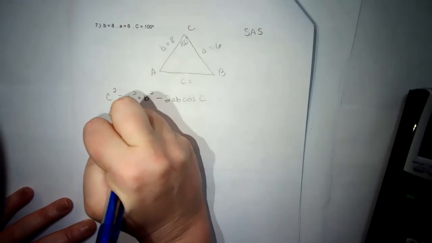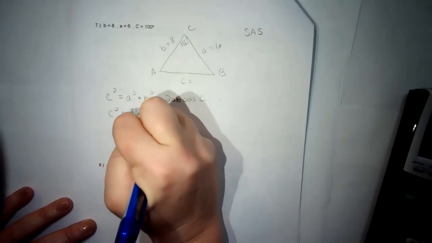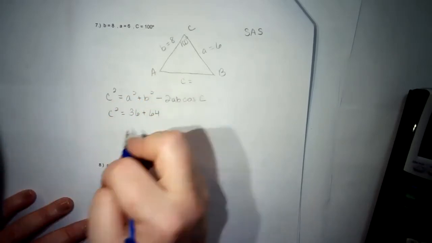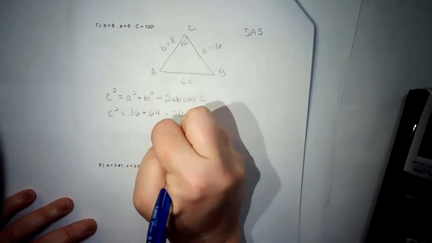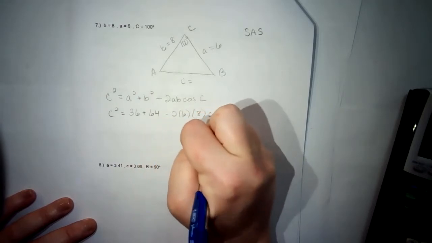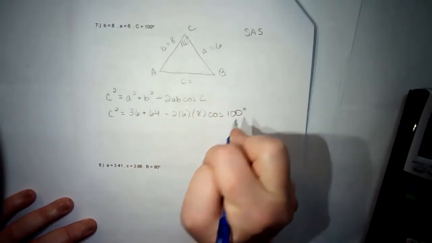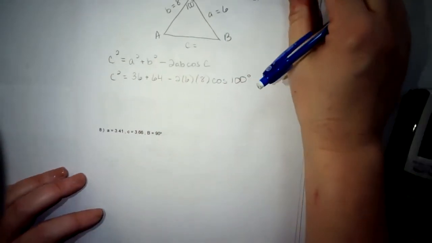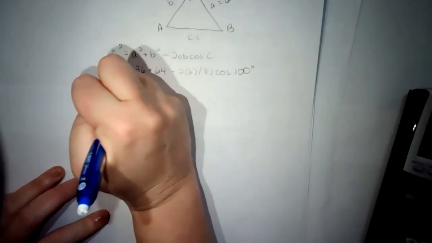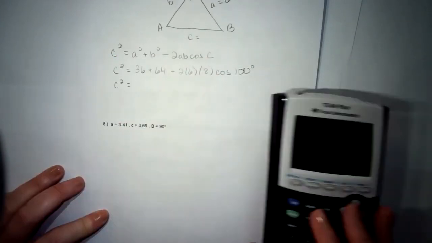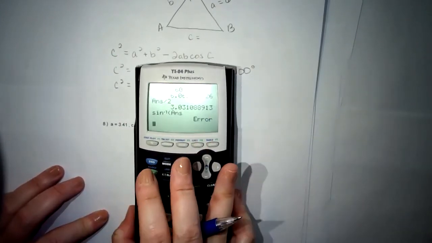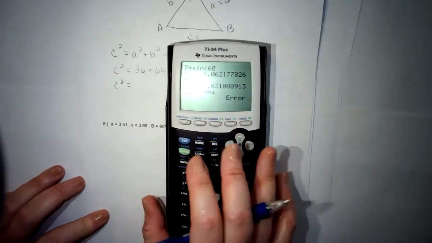We're going to have 36 plus 64. I'm just squaring A and B, minus 2 times 6 times 8 times cosine of 100 degrees. All right, you can baby step that into your calculator, just a little piece of it at a time, or you can just go nuts and put the whole thing in. The calculator can handle it.